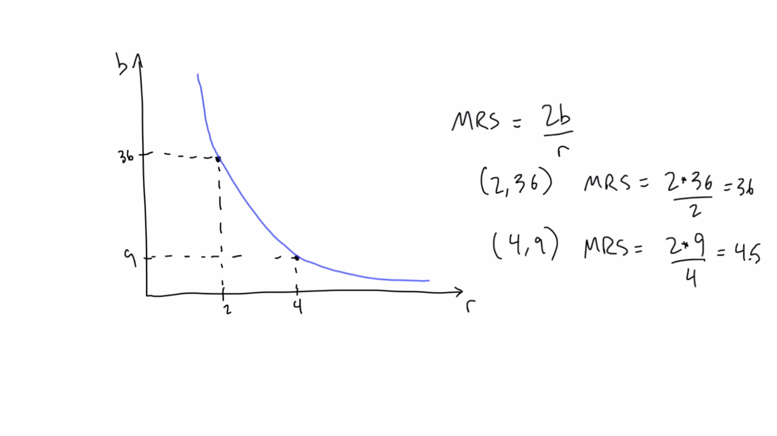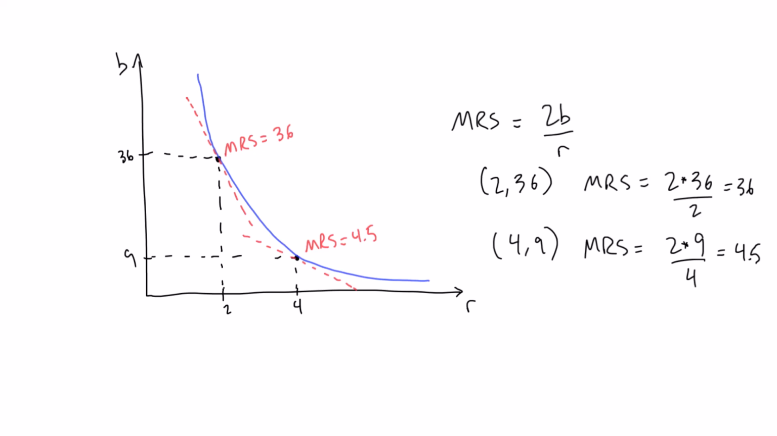Just like we talked about before, the MRS is higher when we have a lot of bananas and not very much rum, but it's lower when we have fewer bananas and more rum. That means as we go from left to right along our indifference curve, the MRS is going to get smaller and the slope is going to get flatter, which is exactly what we see on the graph. If I draw a tangent line at each of these bundles, you can see that the tangent line is flatter at the second point than at the first point, and these tangent lines have slopes equal to the negative of the MRS. So negative 36 slope over there, and the MRS is 4.5. Down here, the slope will be negative 4.5.